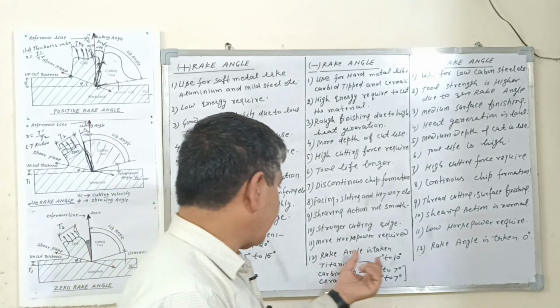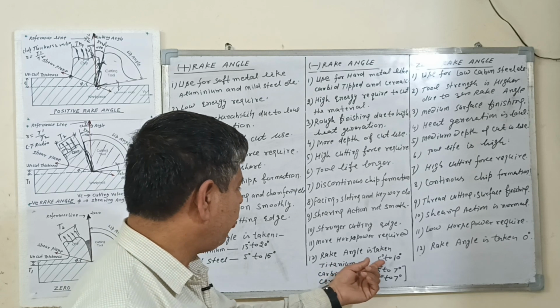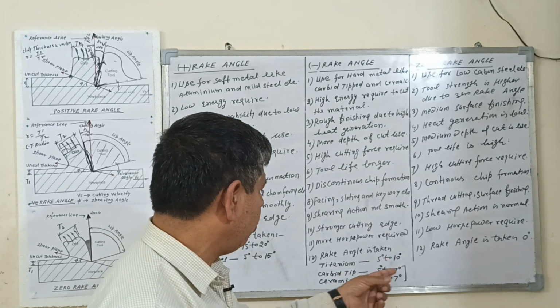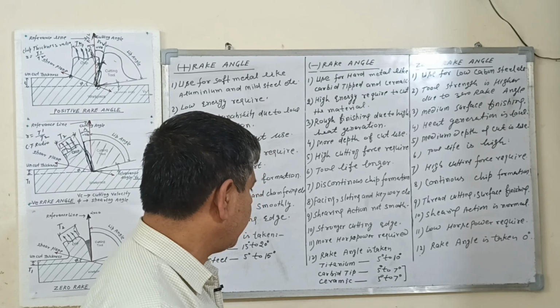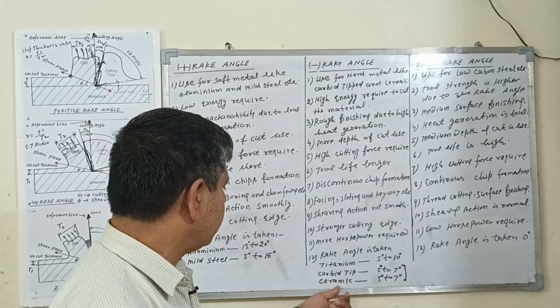Number twelve is the rake angle taken. For tight materials, it is 5 to 10 degrees. For carbide tips and ceramic tools, it is 5 to 7 degrees. Both the angles are the same for carbide tips and ceramic tools.